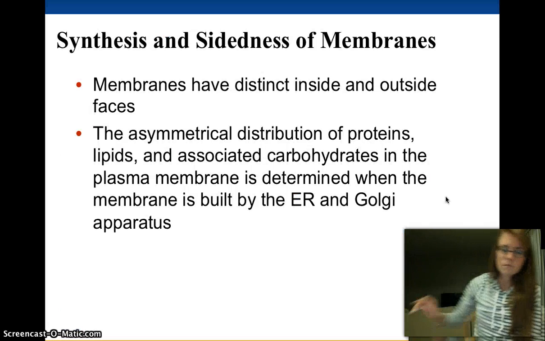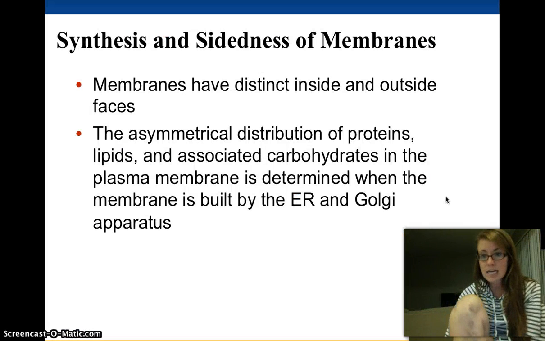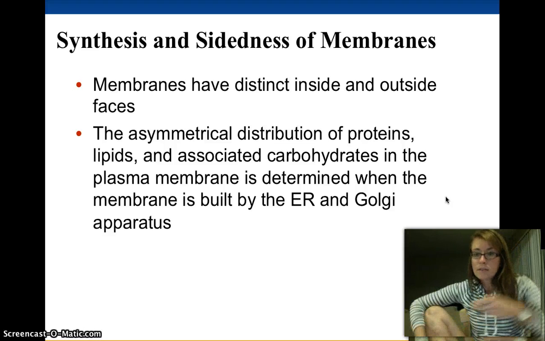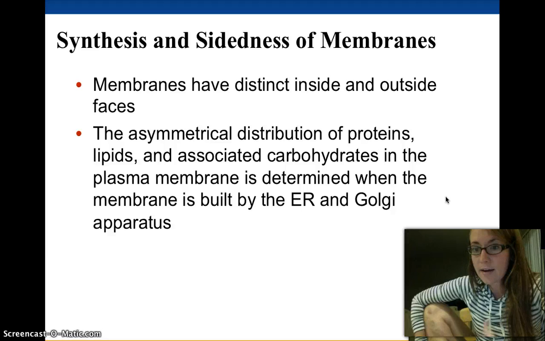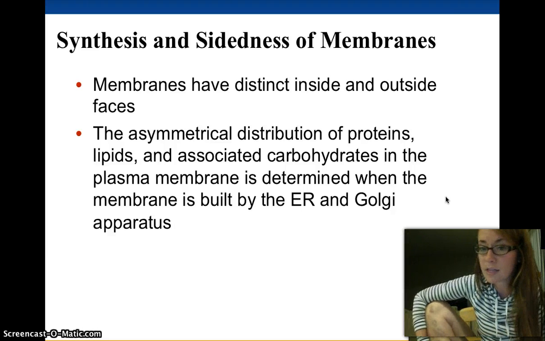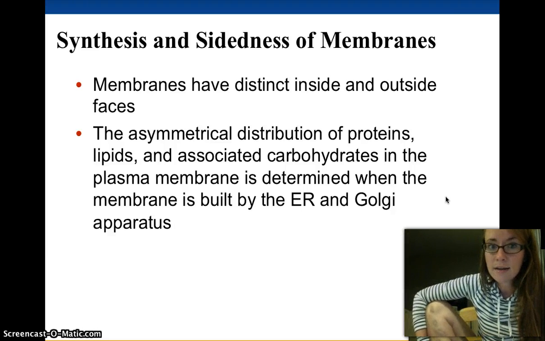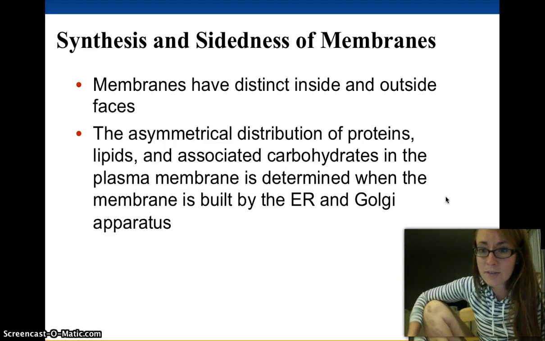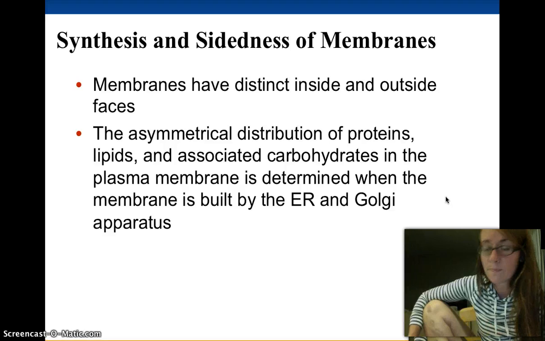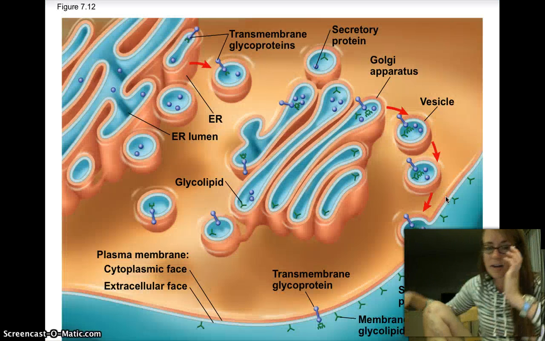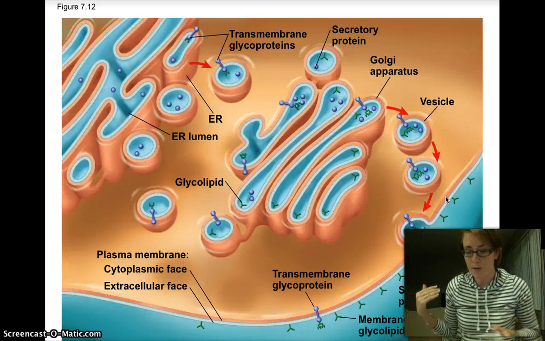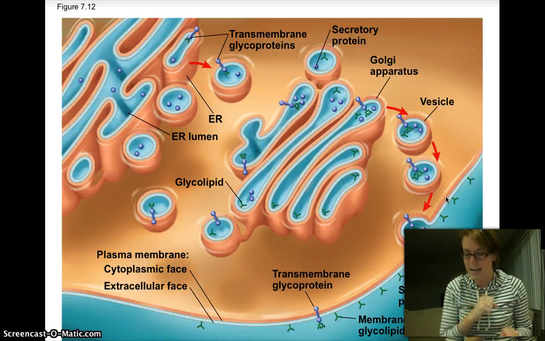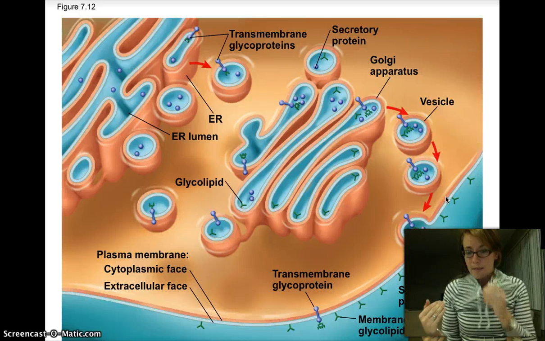So the membranes have distinct inside and outside faces. So what's inside on the cellular side or the cytoplasmic side of the cell membrane is very different than what's on the extracellular side. The proteins are going to be different. The carbohydrates are going to be different. Everything is different. And this comes from backwards from the ER and the Golgi apparatus. So here we have the endomembrane system interacting entirely with the cell membrane.